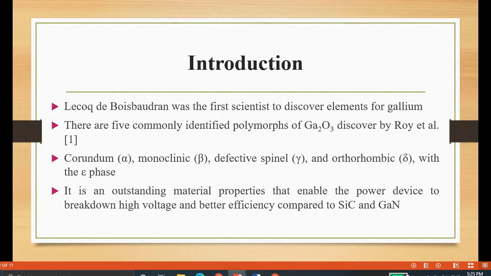Gallium oxide is also known for its outstanding material properties, which enable power devices to withstand high breakdown voltage and have better performance efficiency compared to SiC and gallium nitride. This has drawn the attention of researchers from all over the world.